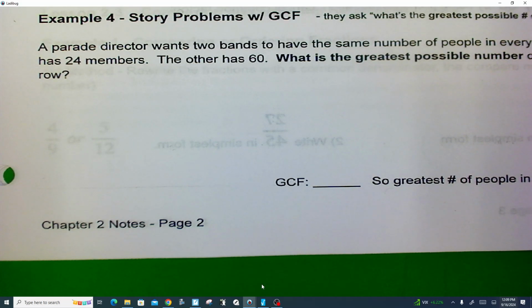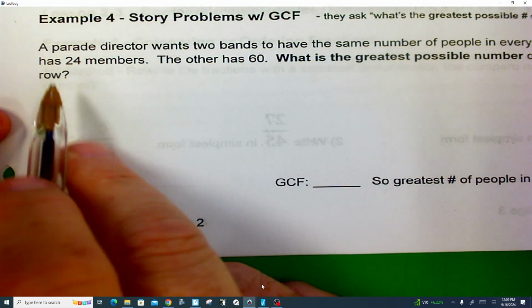And so they're like, well, what's the biggest that we can make them where it's divided evenly? Well, it's that phrase, what is the greatest possible. Stop. What does GC stand for? Greatest common. Greatest possible, greatest common. You see the similarity? So really it's begging, will you please just go find the GCF of the band sizes.